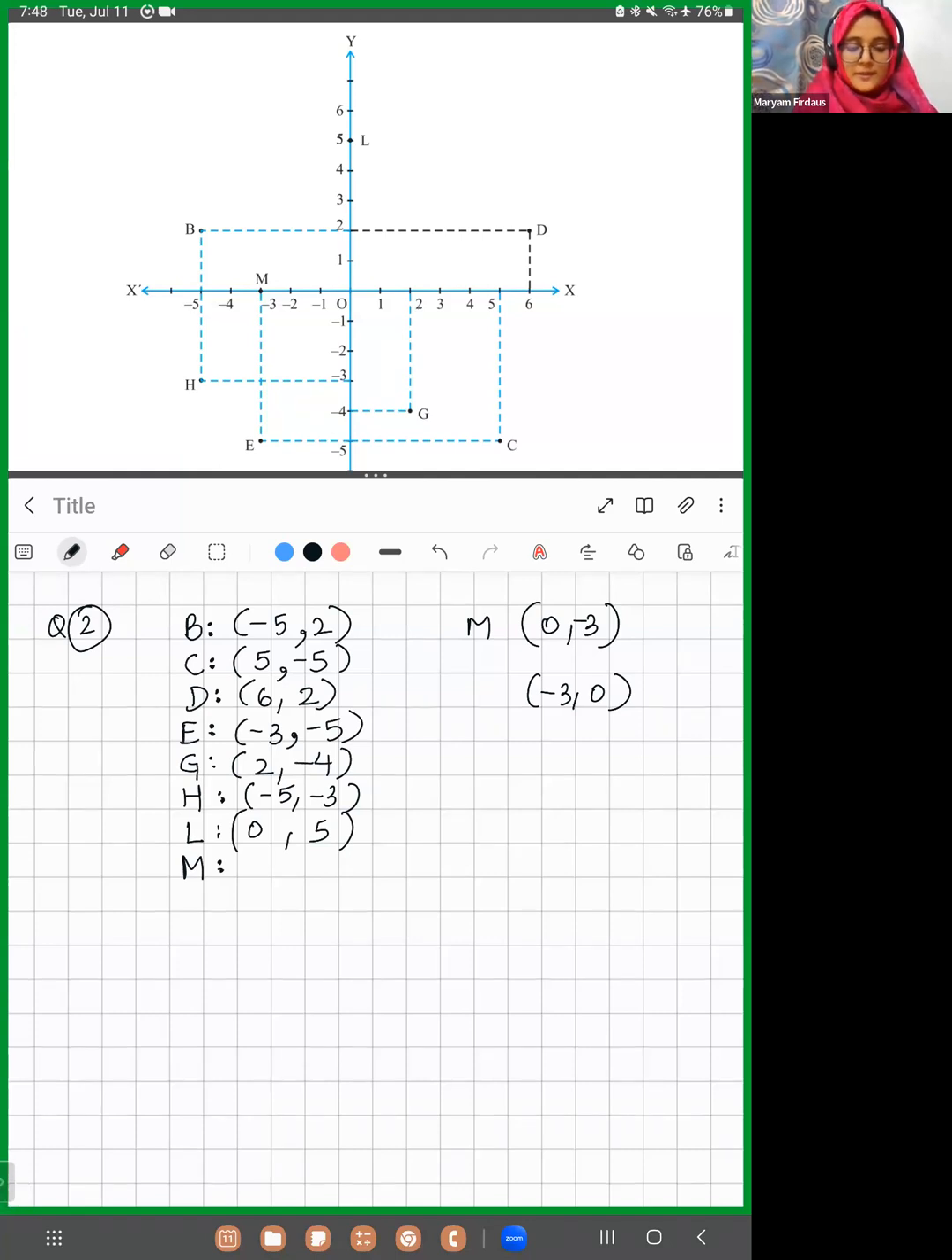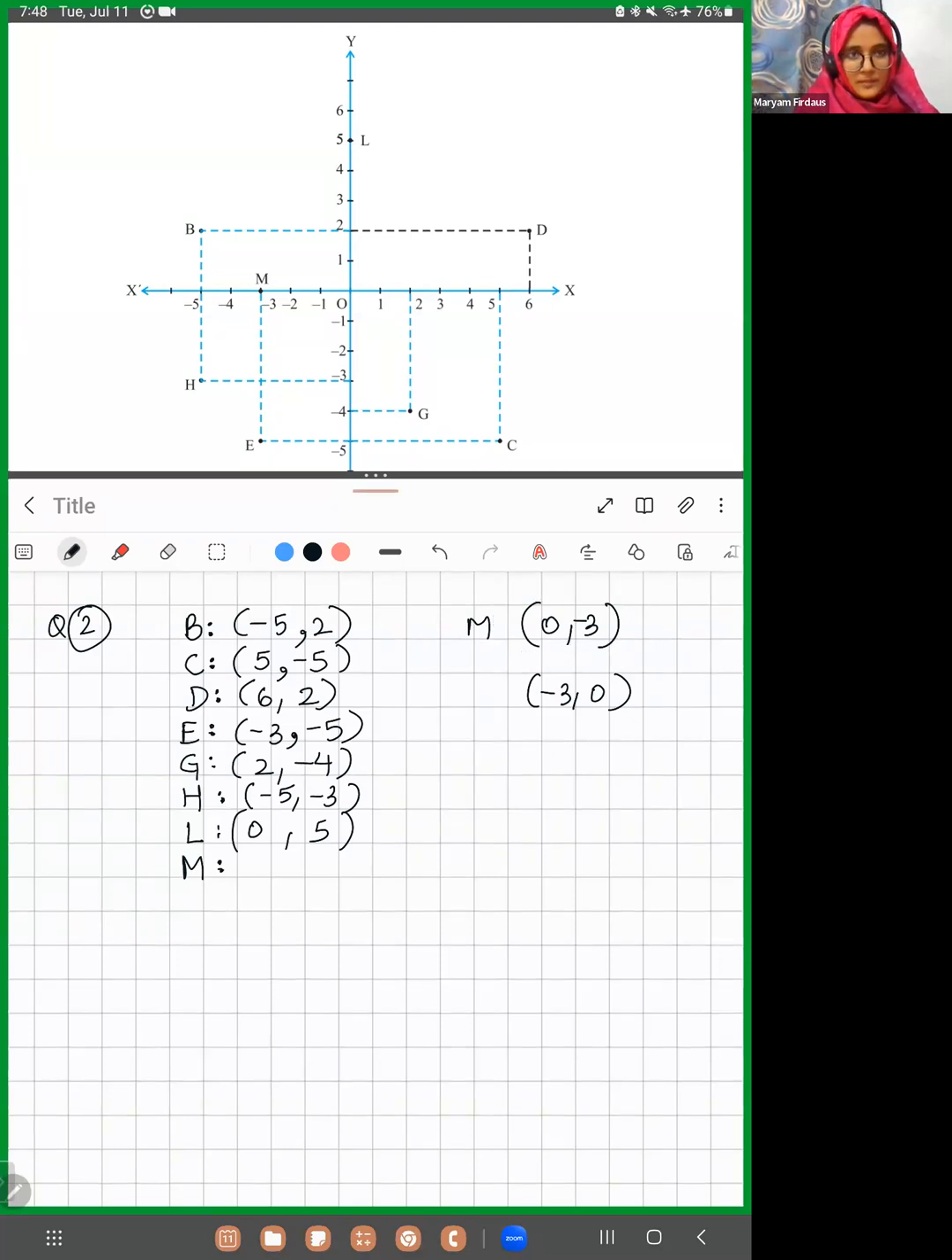Any other options? Alina, what do you think? What are the coordinates of point M? Is it this, the first one? Is it this? Or is it something else altogether? -3 comma 0. Okay. And what do you think, Abdul Rahman?